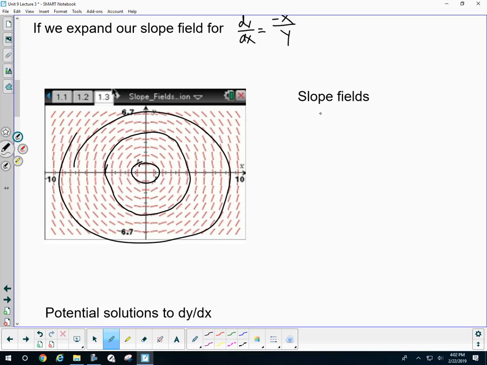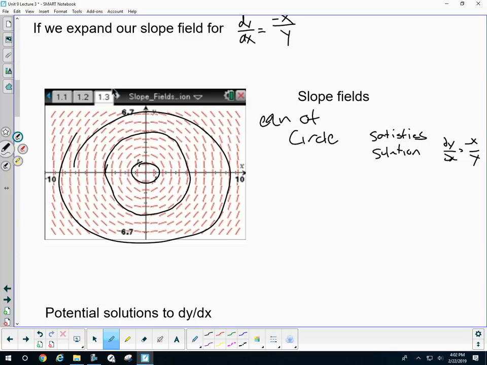Okay? But it looks like a circle. An equation of a circle satisfies and will be our solution to dy dx equals negative x over y. It'll be the equation that we get.